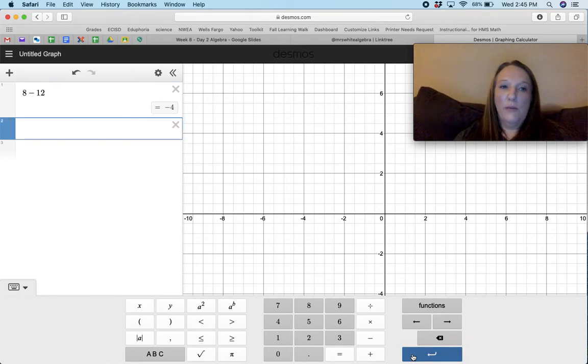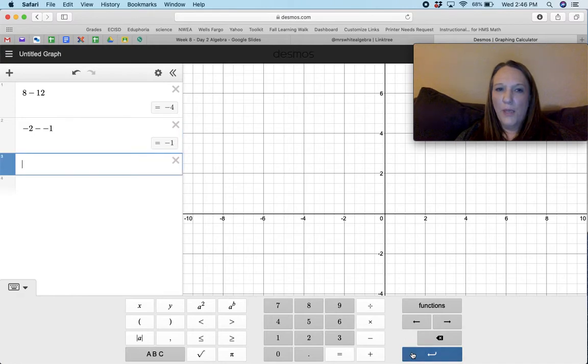And then here's the one I really want you to pay attention to. -2 minus a -1. Make sure you have all of those signs in there. Remember, Desmos doesn't have a negative and a subtraction sign. It uses the same one. And you should get that -1.